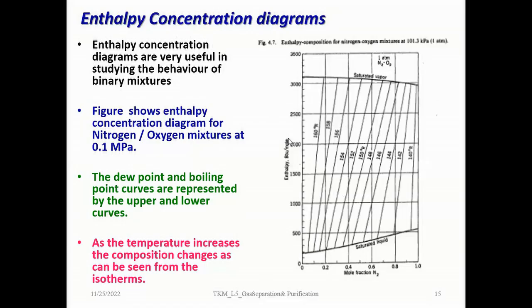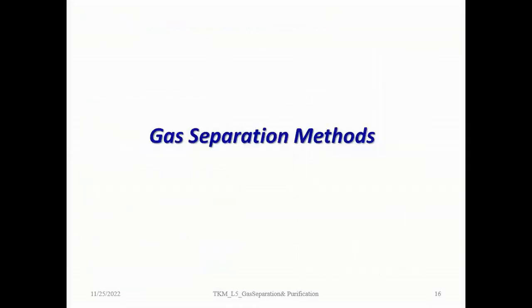So the dew point and boiling point curves can be represented by the upper and lower curves. As the temperature increases, the composition changes, as can be seen from the isotherms. Okay, let us now move on to gas separation methods. What are the different gas separation methods?